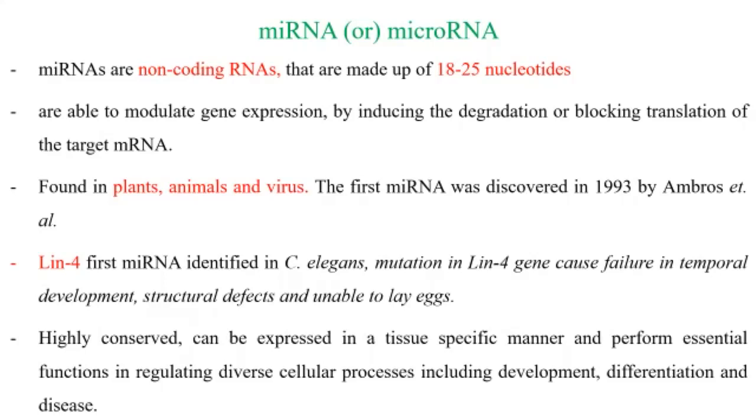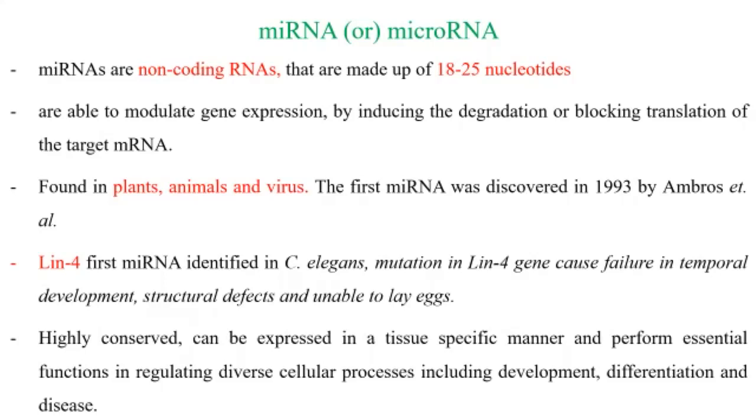These microRNAs are found in plants, animals, and viruses. The first microRNA was discovered in the year 1993 by Ambros et al. They identified the microRNA in the nematode called C. elegans. And the first microRNA was identified in the gene LIN4.